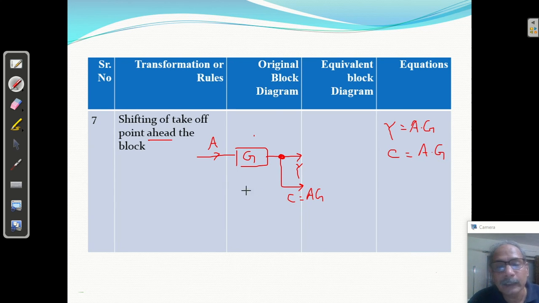Now, am I taking it from here or from somewhere else? This is the takeoff point. I want to shift this takeoff point here. So how will it come? G, this is A, this is Y. Y equal to A into G. This is the takeoff point. I want C. This is the C I want to take.